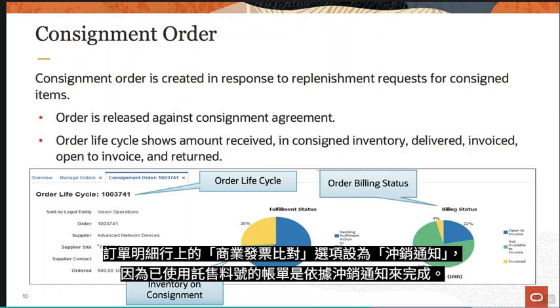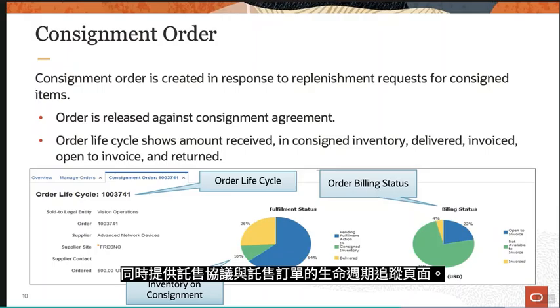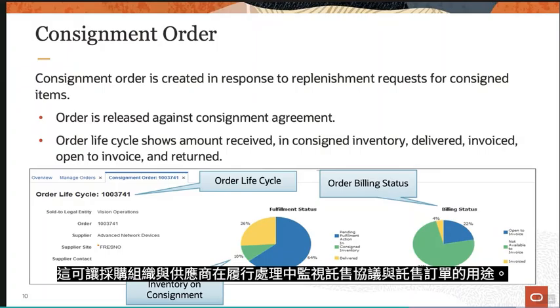The invoice match option on the order line is set to consumption advice because billing for the used consigned items is done against the consumption advice. Consignment orders can also be created without a requisition by referencing the consignment agreement on the consignment order. Lifecycle tracking pages are provided for both the consignment agreement and consignment order. This enables both the buying organization and supplier to monitor usage of the consignment agreement and consignment order throughout the fulfillment process.